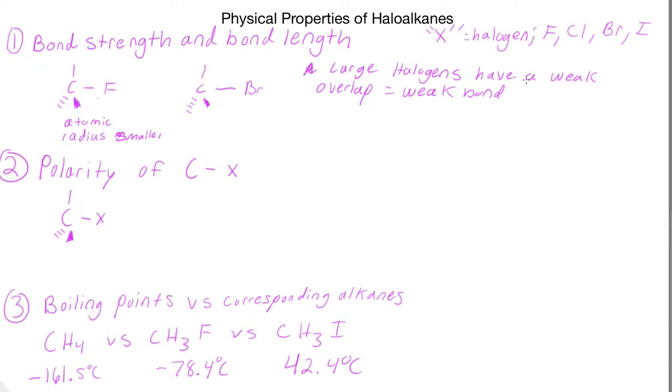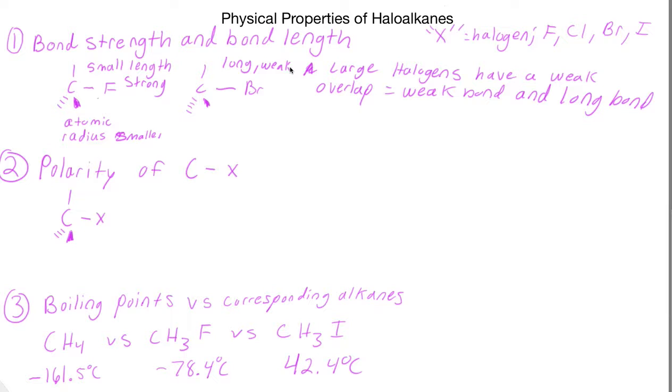And if our bond is weak, this bond is also going to be long because this atom is much larger and it's going to have a harder time overlapping with this carbon. So we could also say weak bond and long bond. So this carbon-fluorine is small in length, so I'll say small length, and strong. While this bromine is long, but it is weak.